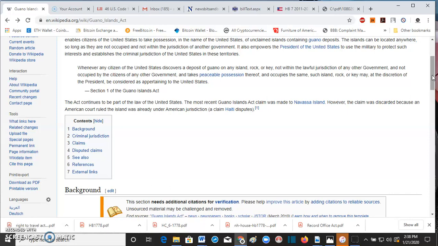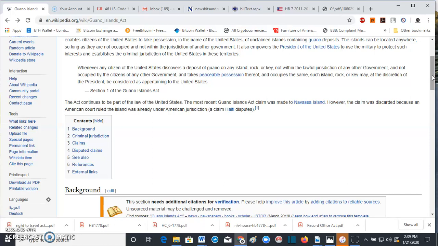Whenever any citizen of the United States discovers a deposit of guano on any island, rock, or key not within the lawful jurisdiction of any other government and not occupied by the citizens of any other government, and takes peaceable possession thereof, and occupies the same, such island, rock, or key may, at the discretion of the President, be considered as appertaining to the United States. Section 1 of the Guano Island Act.